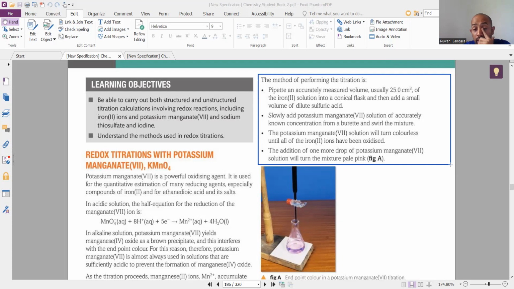Then you add potassium manganate slowly while swirling the mixture, right? As soon as you add the potassium manganate, the solution will turn colorless because iron 2 will be oxidized. But after all the Fe2+ is used up, the next added drop will remain without changing its color. So the solution will turn pink, the first permanent pink. Okay. Now copy this one.